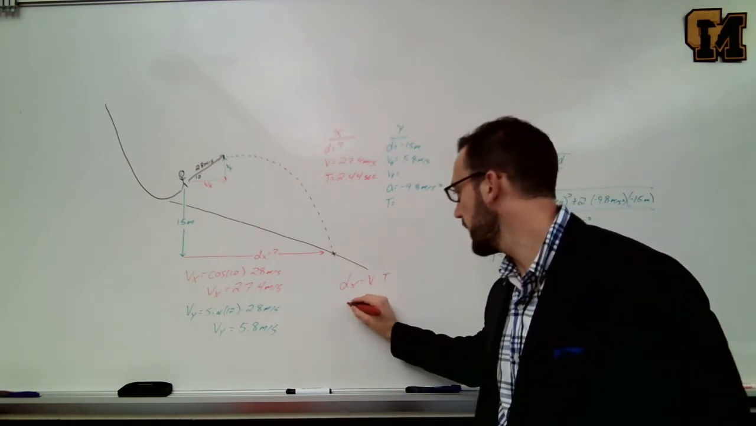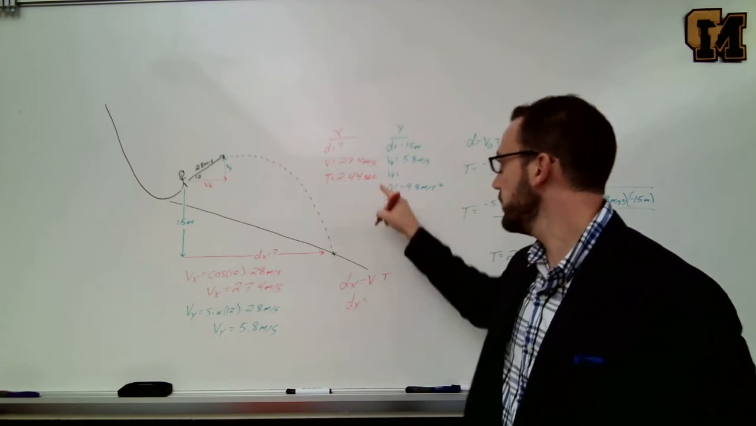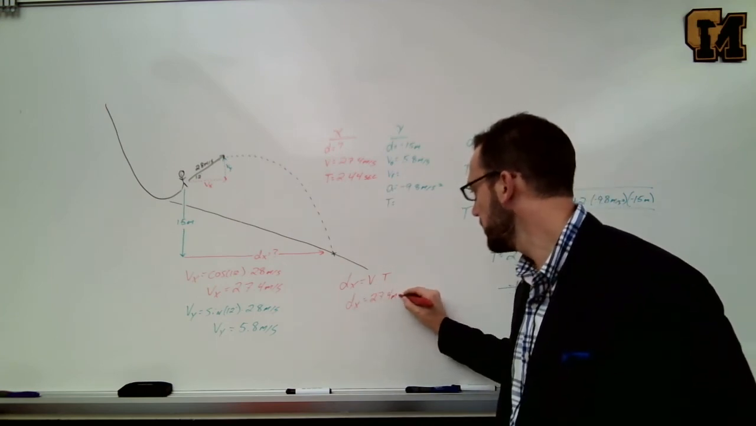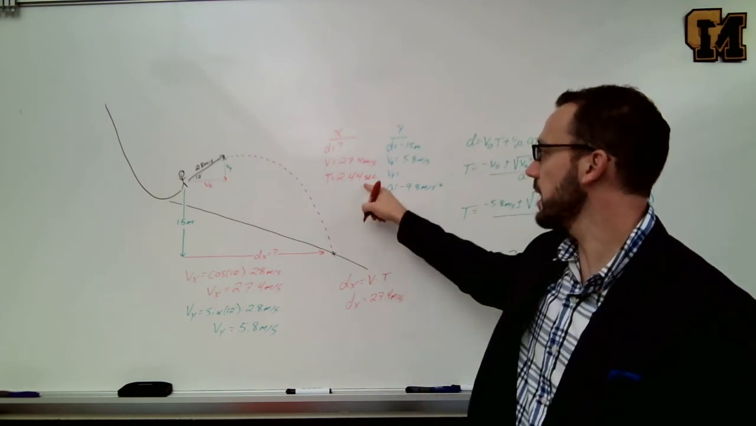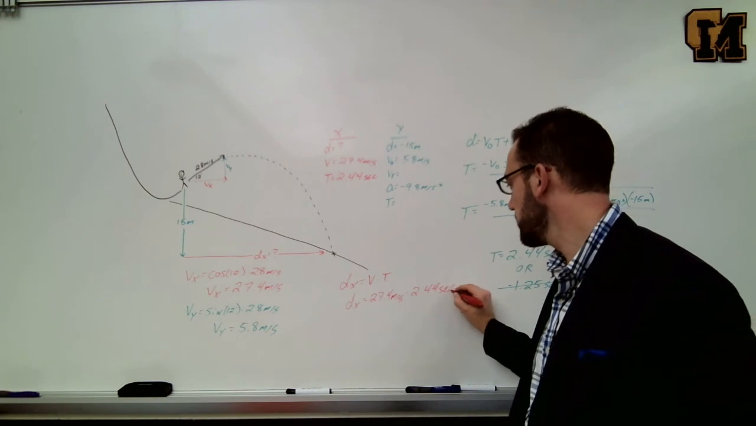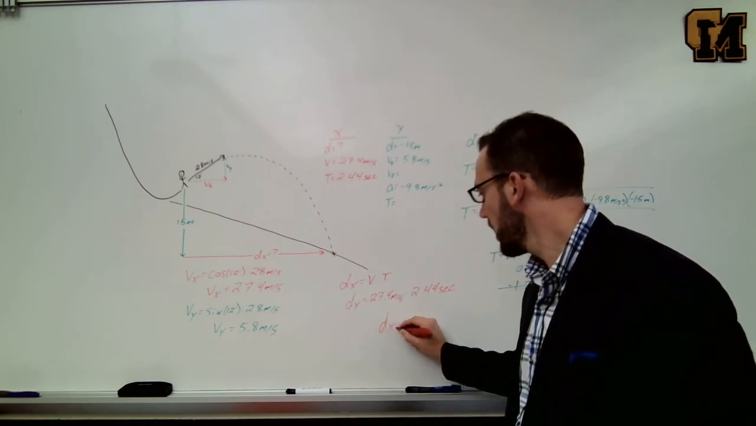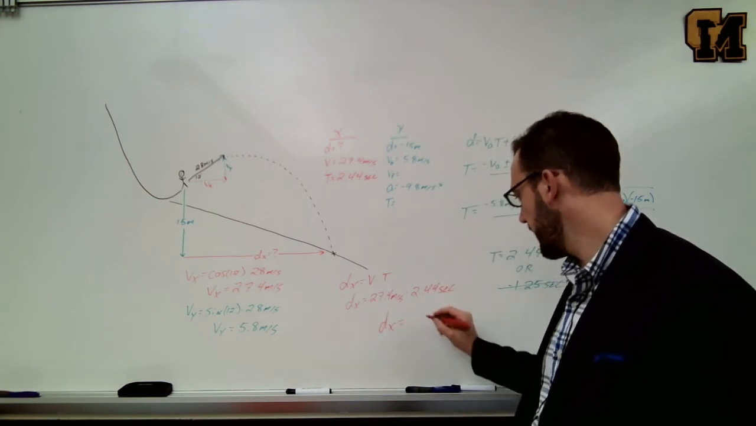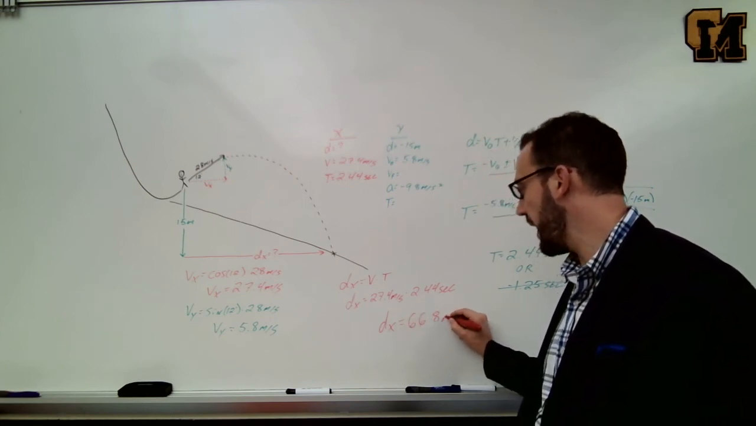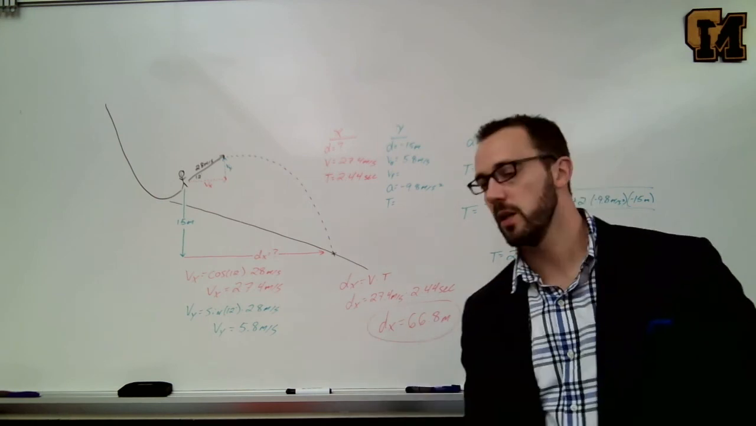I can now very easily solve for the displacement in the x. I just have to multiply the velocity, which we solved at the beginning, 27.4 meters per second, multiplied by the time, which is 2.44 seconds. And when I plug that into my calculator, I find a horizontal distance of 66.8 meters for the ski jumper.